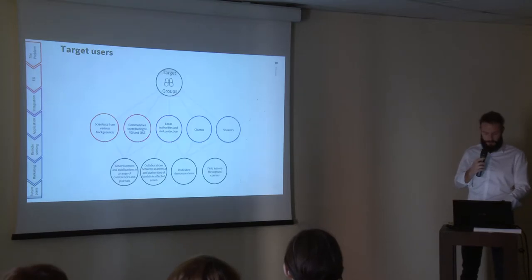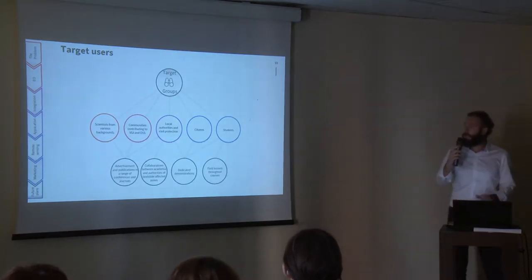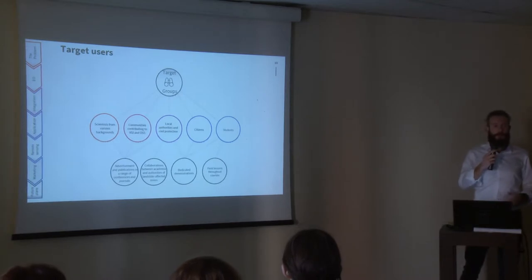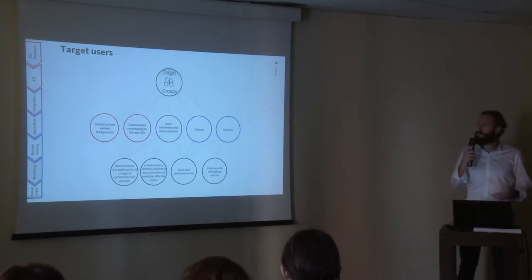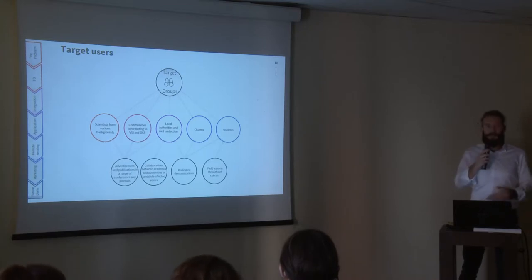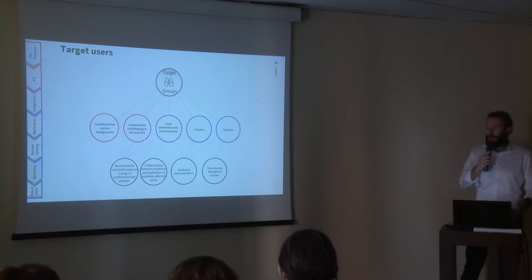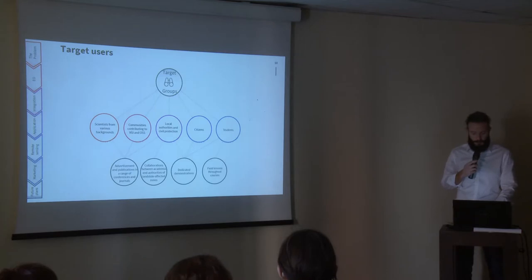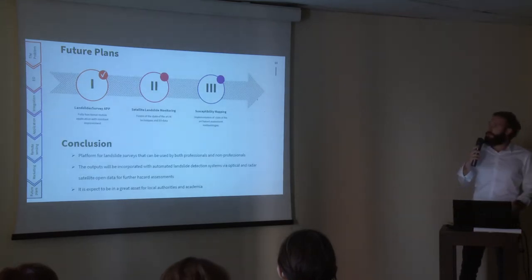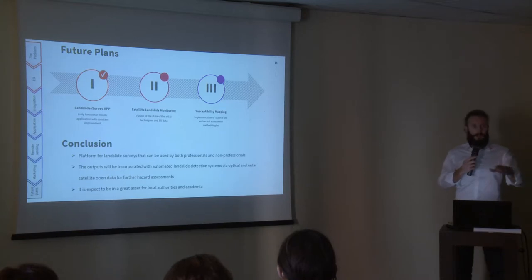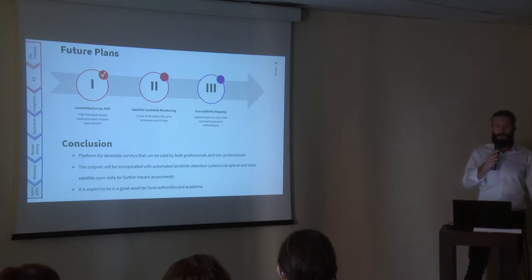We have defined five target groups that we are planning to approach during conferences and academic journals, and dedicated presentations and courses will also be held. Our practice showed that collaboration between academia and local authorities in affected areas is highly appreciated, and it's working quite well. To show the timeline of how we're going, we divided the application into three main phases: the mobile landslide survey app, the satellite landslide detection, and susceptibility mapping.